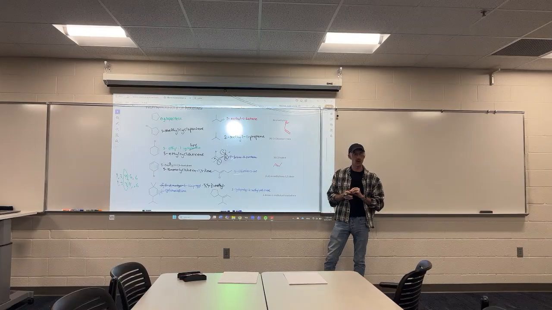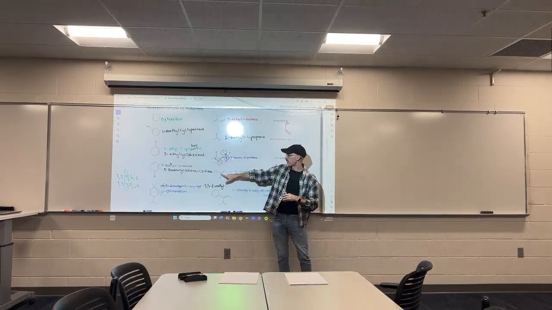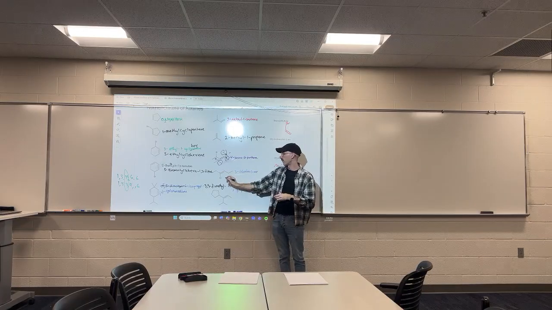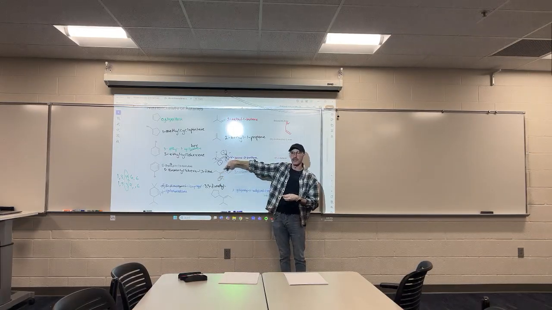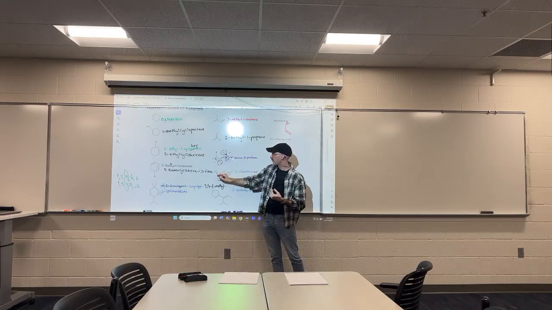Is this E or Z? What's the high priority on this carbon? The carbon or the chlorine? Chlorine is high priority. What's the high priority on this carbon? Hydrogen or carbon? Carbon. High priorities are on the same side.